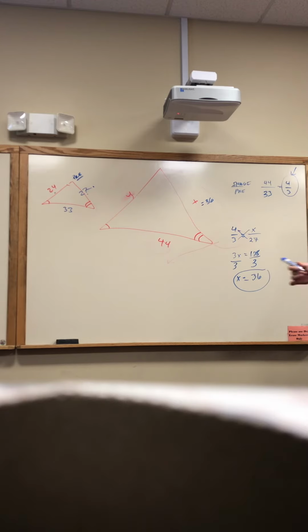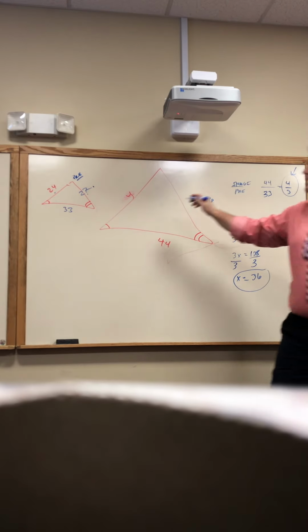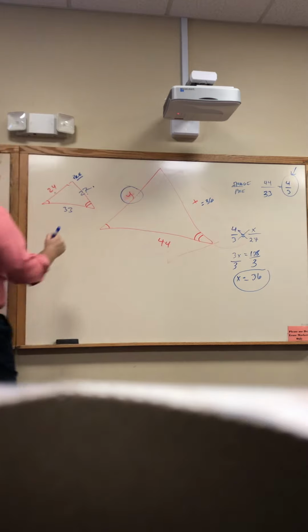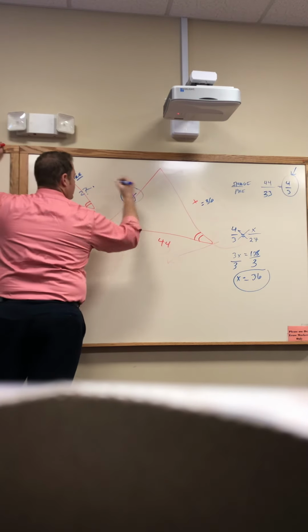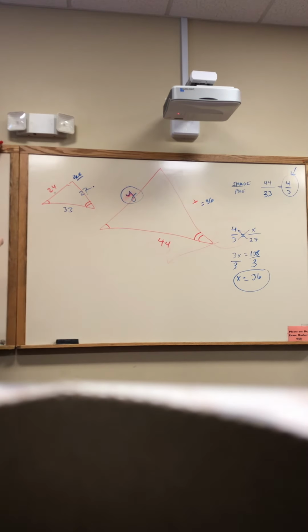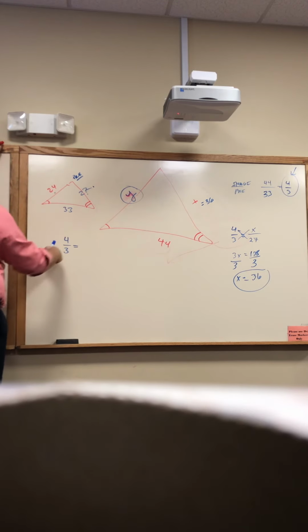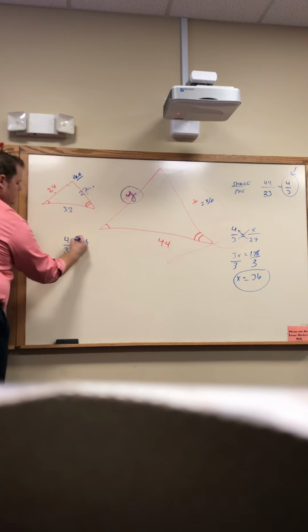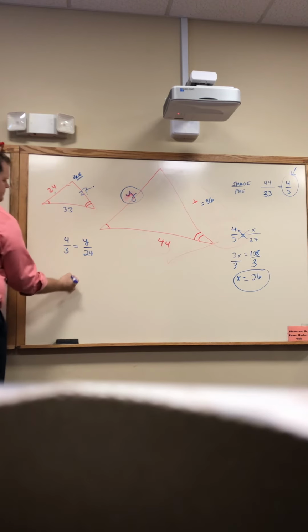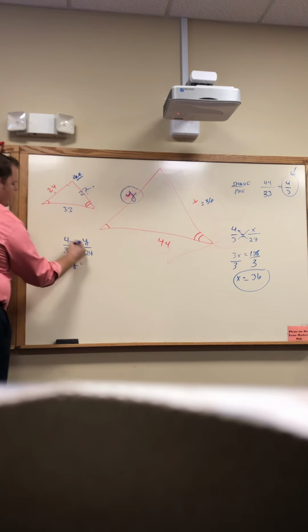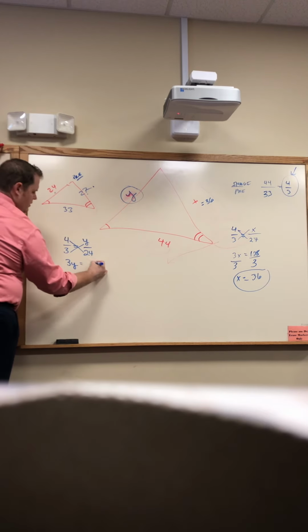So, how would I solve for y? How would I set up the proportion for y? That's a y, sorry. Here, I'll make it a cursive y. So now, y. So it's 4/3. What's the other proportion? Well, y is up top, right? 24. So 3y equals what? 4 times 24 is 96. Divide by 3. 32.